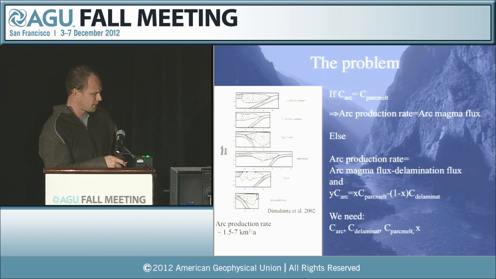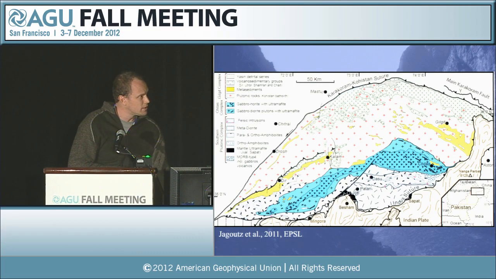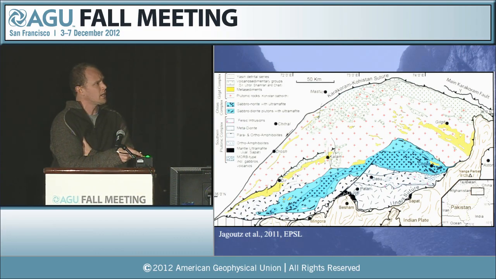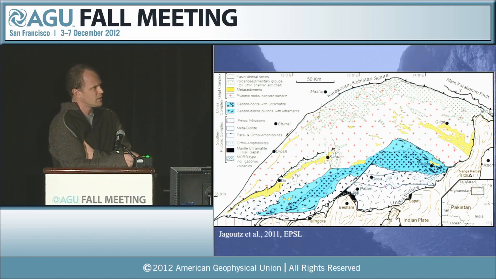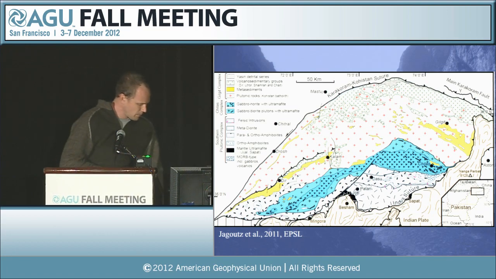And so we try to do this naturally in the Kohistan arc, and the reason we can do it there is because in the Kohistan arc, from the southern exposure here to the most northern exposure in the north, we have a complete arc section exposed, from unmetamorphosed volcanics here in the north to ultramafic cumulates in the south.